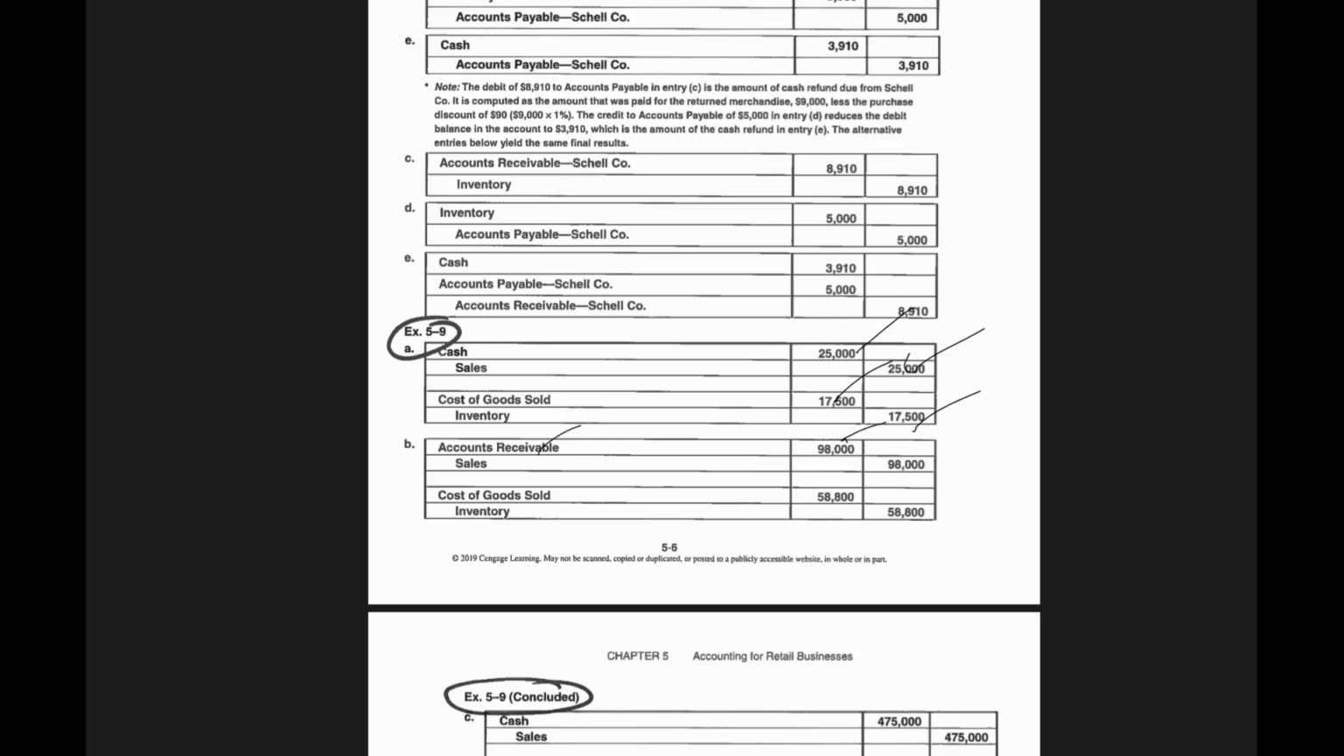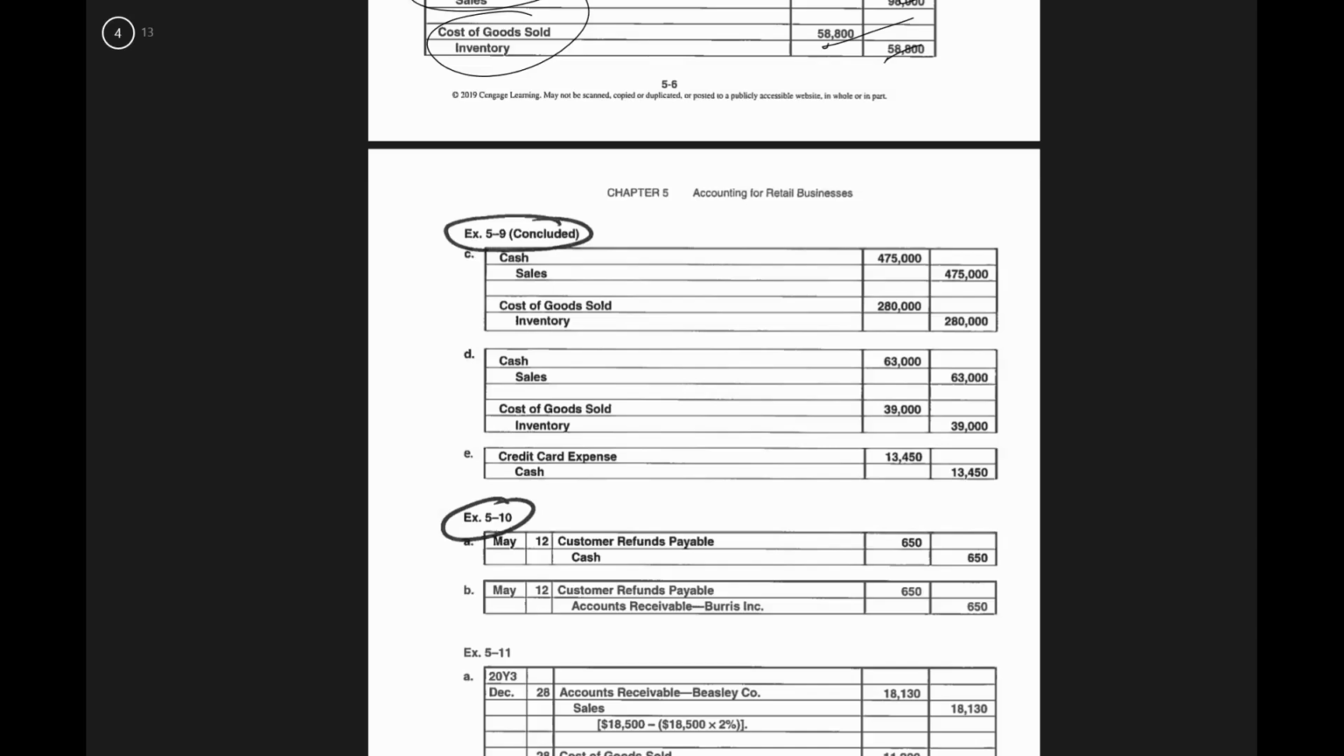So now it's on AR and the same cost of goods sold and inventory. Whenever we sell inventory, there's always two transactions: the sales transaction and then the cost transaction. So here's the sales and then the cost. Letter C, sold merchandise to customers who use MasterCard and Visa, $475,000, cost of goods sold $280,000. Whenever it's a credit card sale, that's cash. So here is your sales transaction, $475,000, and your cost of goods sold, which they told us was also $280,000.